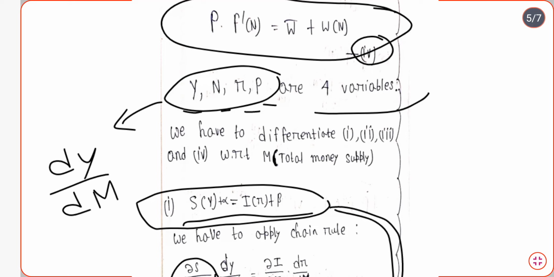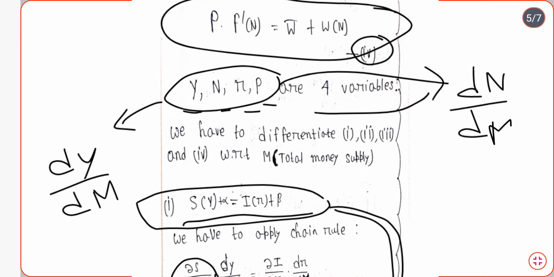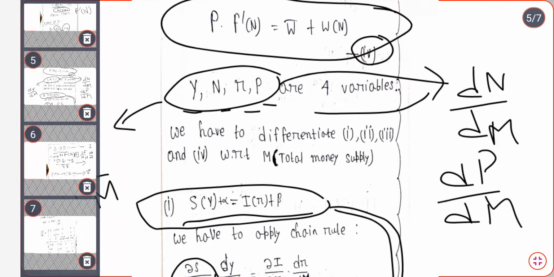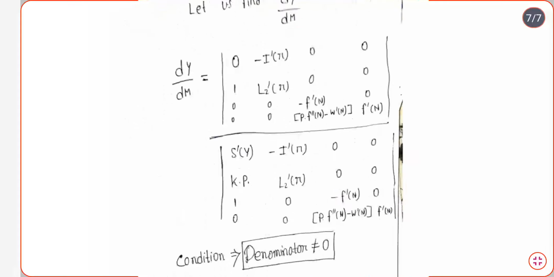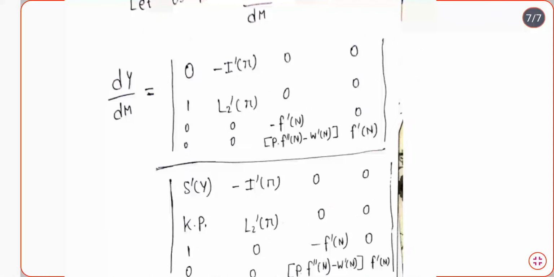Similarly, you can find dn/dm also, you can find dr/dm, and you can find dp/dm also. All of these four you can find. Now how to find these values, dy/dm or dn/dm or dp/dm or dr/dm? We are just going to find out the values of dy/dm here.